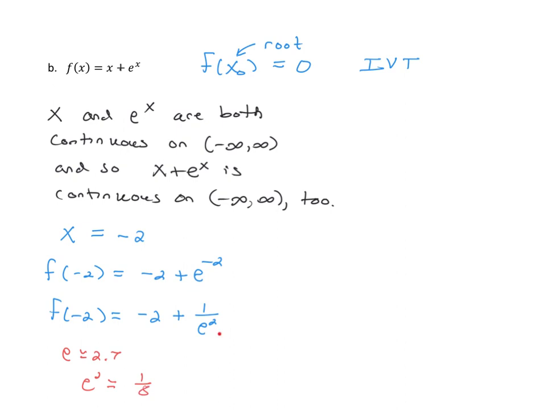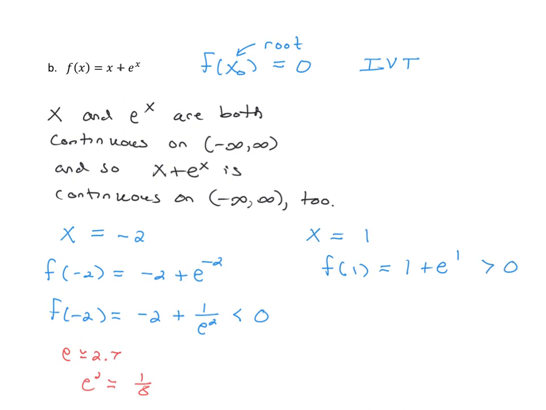But what I do know is this number, when added to -2, is not big enough to make it positive. So even though I don't know what the number is, I do know that at -2, it is a negative number. Now I need to find a place where the function is positive. I think that'll be a lot easier. Maybe even the number 1 should be good enough. f of 1 is 1 plus e to the first, and e is about 2.7. If you add 1 to it, you certainly get a positive number.